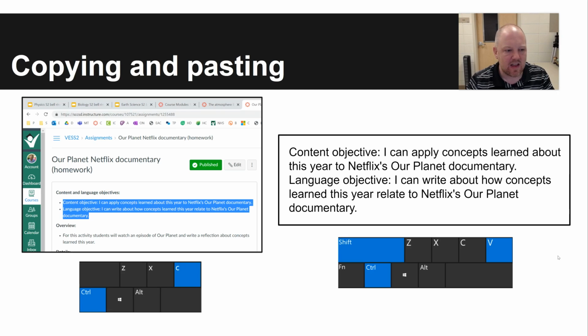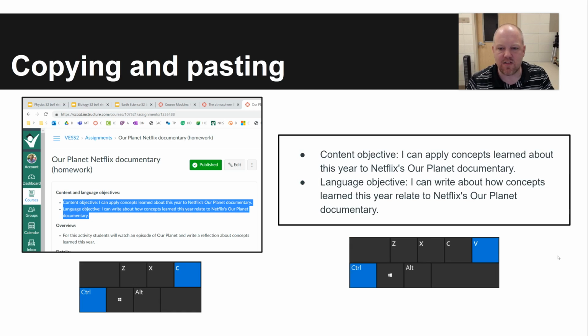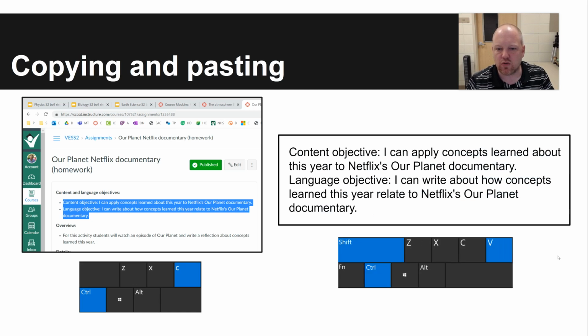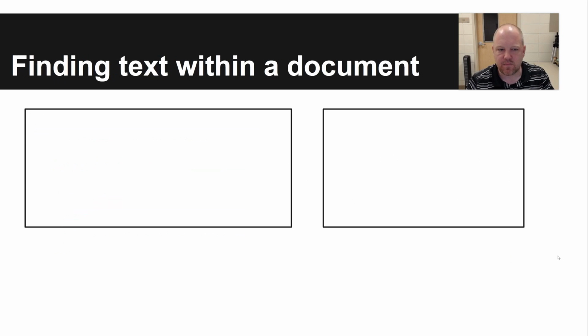So if I take, for example, information from one of my assignments on Canvas, but I want to paste it into a bell ringer, I can hold Control and Shift and V. And what you'll notice is that the bullets disappear and the text type is different. So Control V just pastes things in the current format, Control Shift V pastes it to match the format of whatever document you're pasting it into.